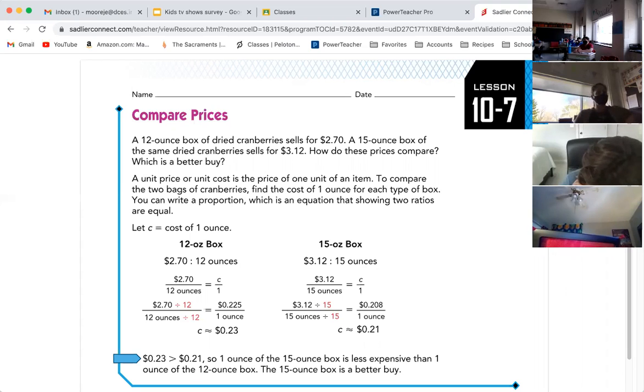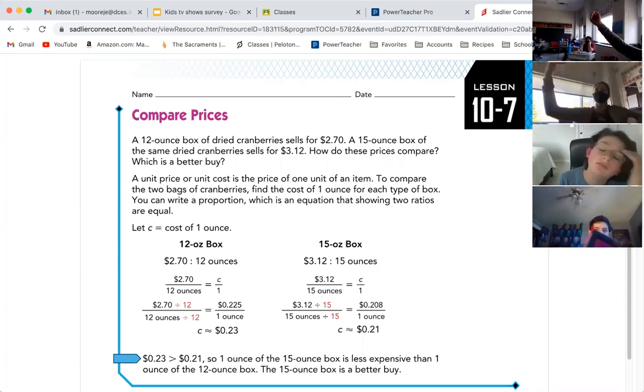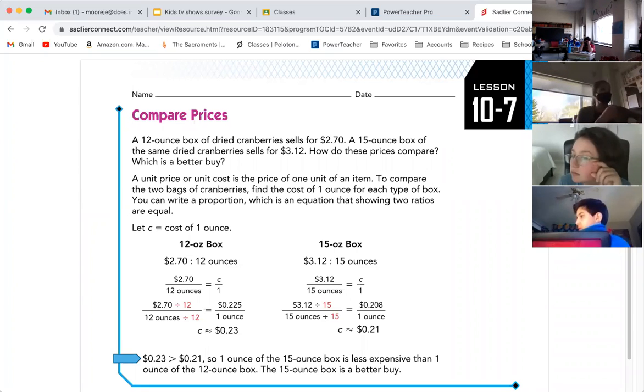This example that you can see on page 183 of your workbook is comparing two different sizes of the same product. So you know how you go to the grocery store and it's available for purchase, several different options possibly of the same item. And then you as the consumer get to select what makes the most sense for you to buy, and maybe what's the better buy.